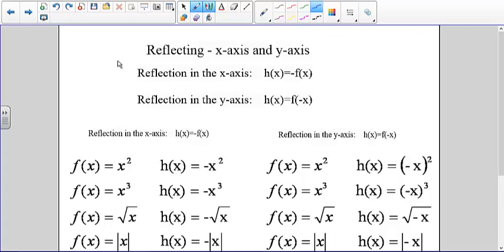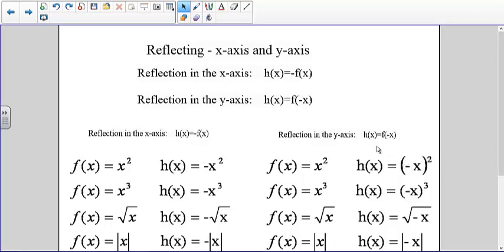The next thing is reflections. What matters is, if you're reflecting across the x-axis, you take the original function and just put a negative out in front. So instead of x squared, we have negative x squared. That's different than if we reflect across the y-axis, where we have negative x, the quantity squared.